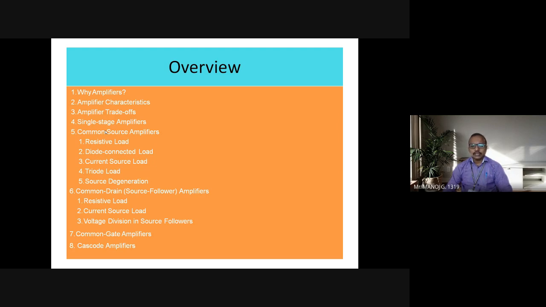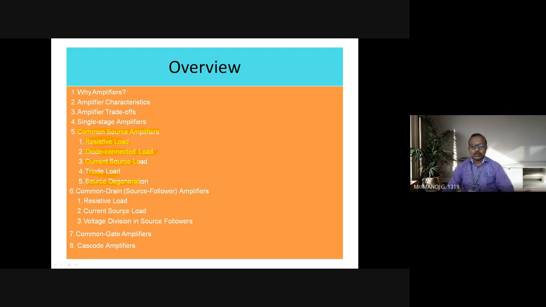Okay. In that, we will be learning about the common source amplifier. That is the first amplifier which you will be learning, common source. And after the common source amplifier, what are the various types of loads we use? Okay, which includes resistive load, diode connected loads, current source load, diode load, and source degeneration loads.